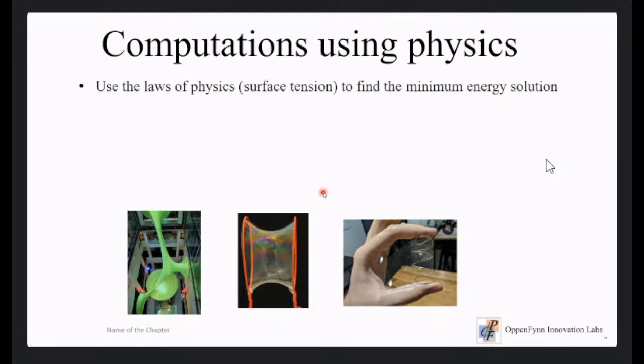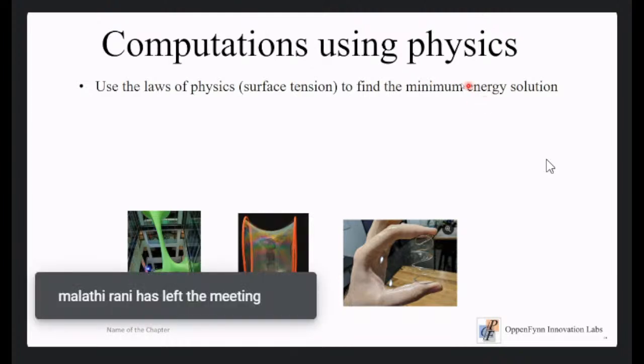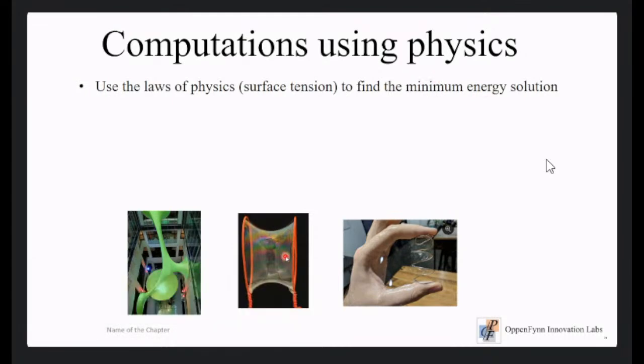This is again a beautiful example to show how we can use the laws of physics to find the minimum energy solution. When you put it in fundamental terms, all it is, is a minimum energy solution. A soap film takes up the minimum possible area and covers all the holes because it tends to minimize its surface tension.